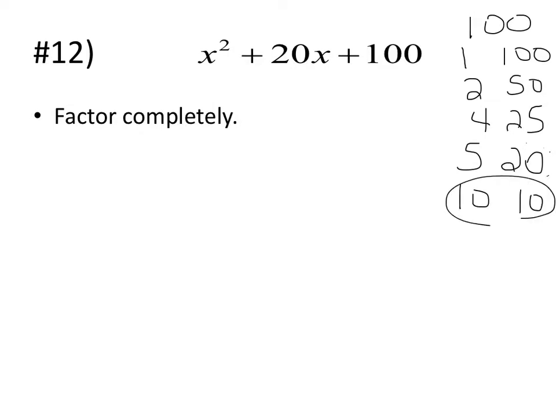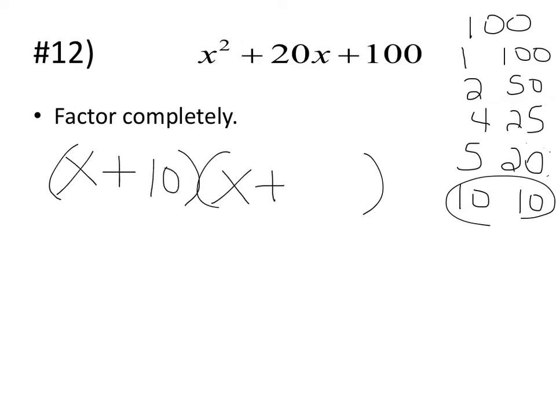There we go. So let's build my houses. We've got x and x. Keep your first sign. If your first sign is positive, keep your second sign. And you got 10 and 10, which is actually going to be x plus 10 squared.